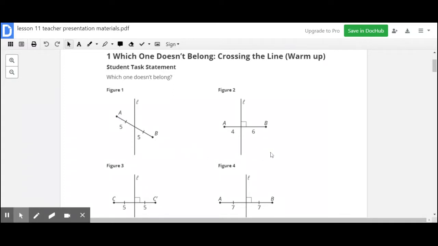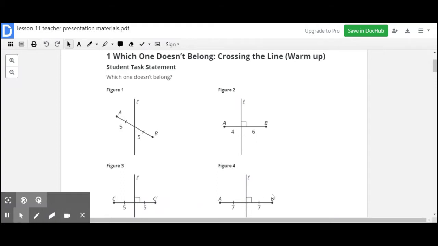In figure two, what makes it different is that line segment AB is not being split equally in half by line L. You have 4 units and then 6 units on the other side. For figure number 3, we can see that the letters are no longer A and B for the line segment going across line L, now we have C and C prime. C prime, we mentioned in our last video, is when you have the apostrophe there. So usually C is an original, and then C prime would be after you've changed something.